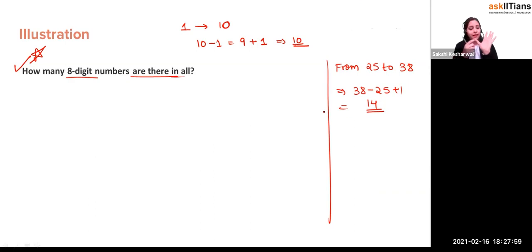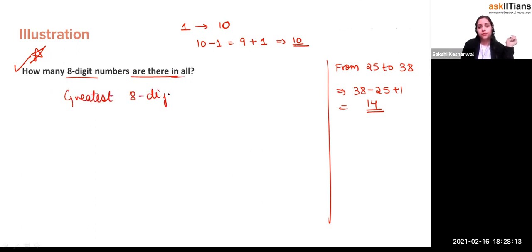So this is 12, and then 13, and then 14. I have 14. So this is the way we have to do. It says, how many 8-digit numbers are there? So what you do is find the greatest 8-digit number, right? The greatest 8-digit number will be what, beta? It is equal to 8 times 9, right? We have already known this.